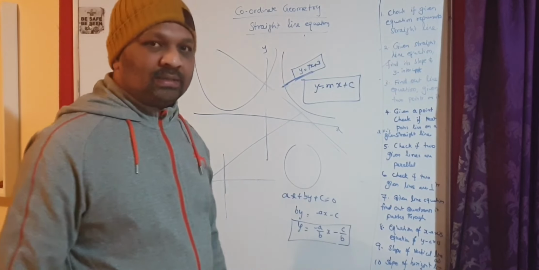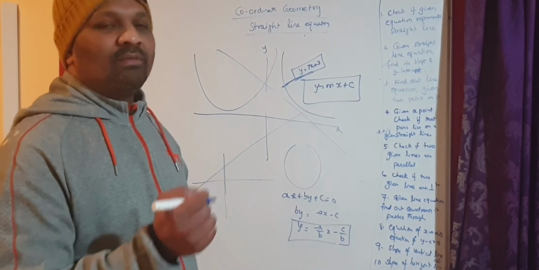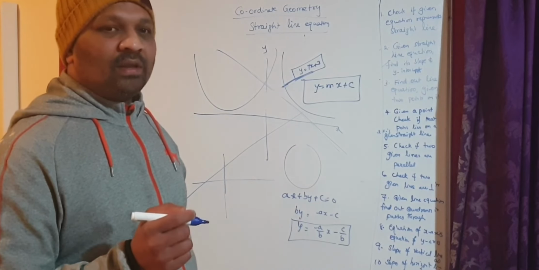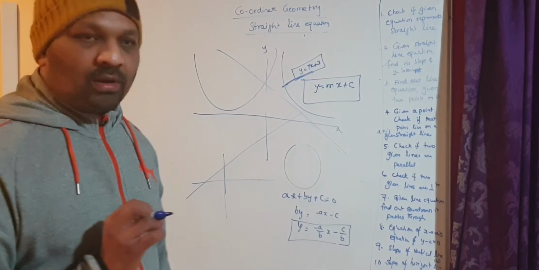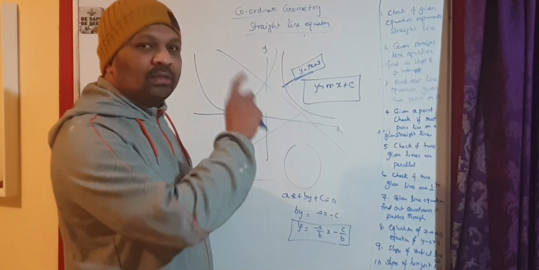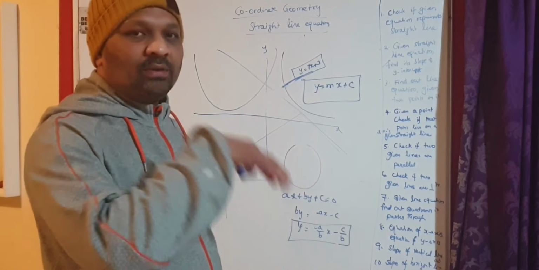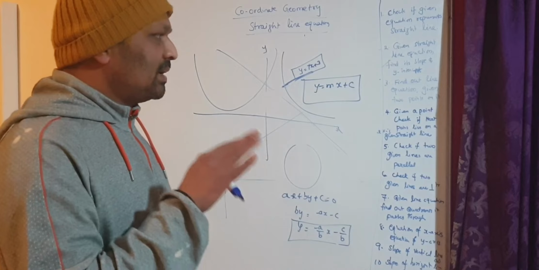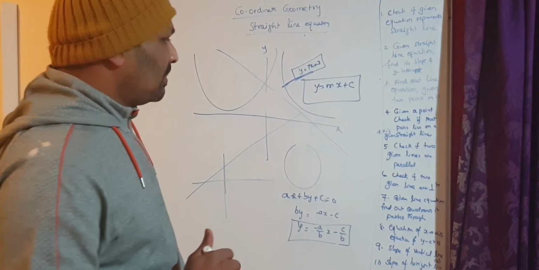Check if the point lies on the straight line, because on the straight line you will have infinite points. But if a point is given and you are asked to find whether that point lies on the straight line or not, you can do that by simply putting that point's x coordinate value and y coordinate value into the straight line equation, and checking if the equation holds at the end after you simplify.